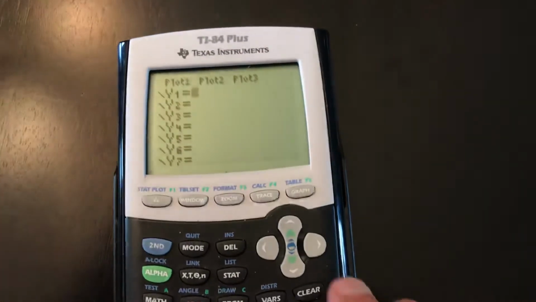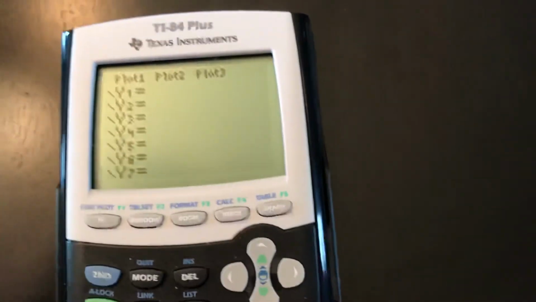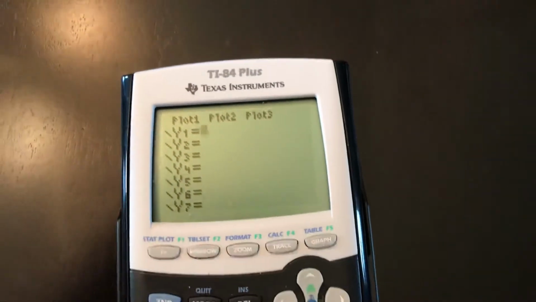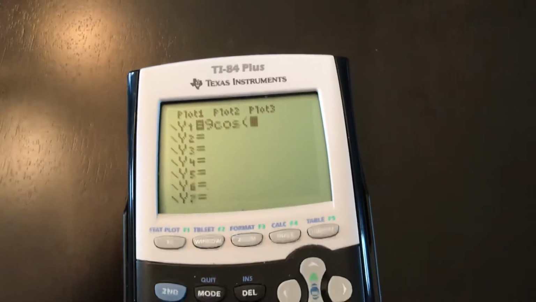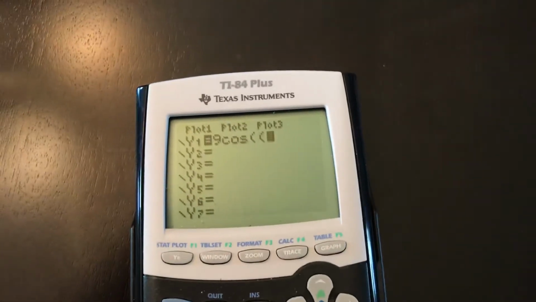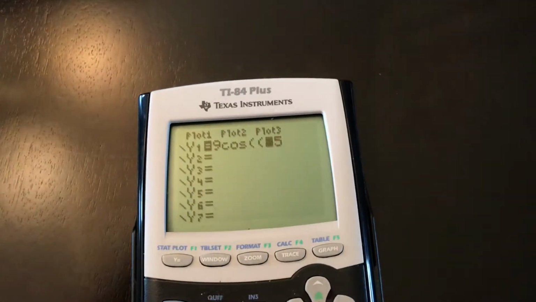In this video, I wanted to check the graph from the Mark Twain video and make sure that it actually makes sense. So I'm on my calculator here. Our equation was 9 cosine. Now you need parentheses there. We had a pi over 5, and that'll get its own set of parentheses.